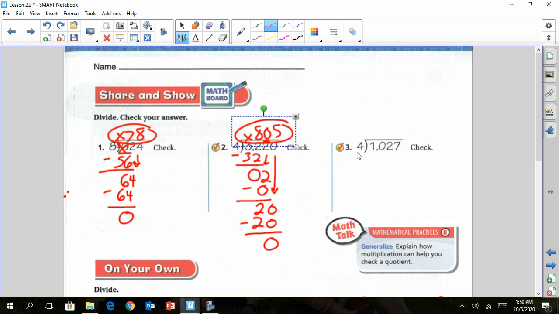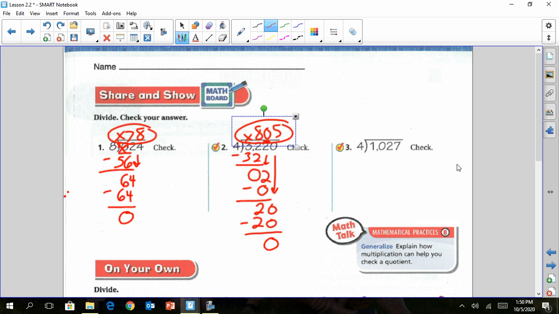As we look at number 3, knowing that 4 is our divisor and it's an even number, but our dividend is an odd number, it ends in a 7, we know we're going to have a remainder in this problem. So as we work through this, remember, we're probably going to end up with a remainder at the end.